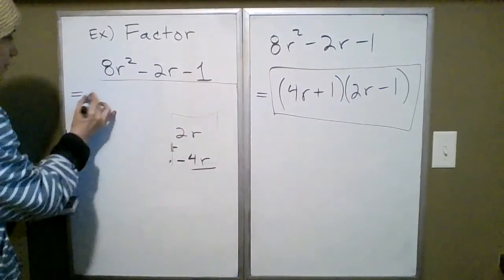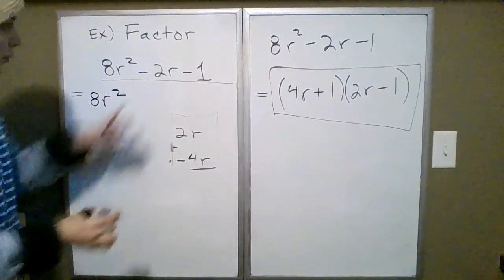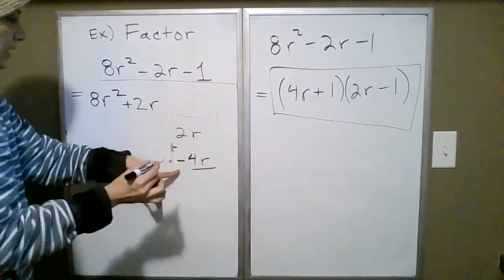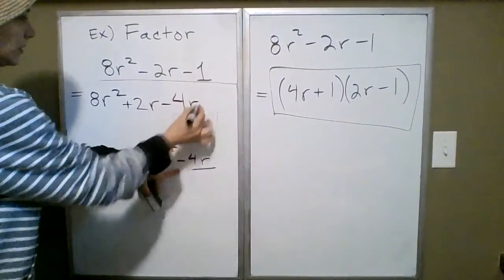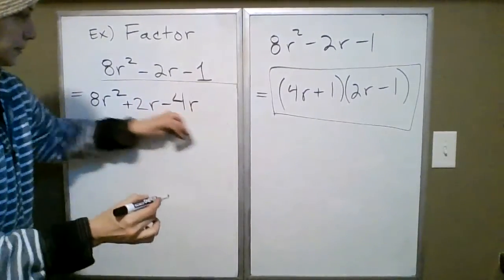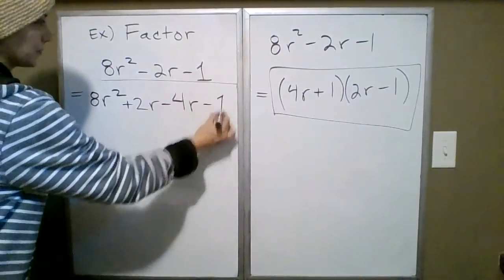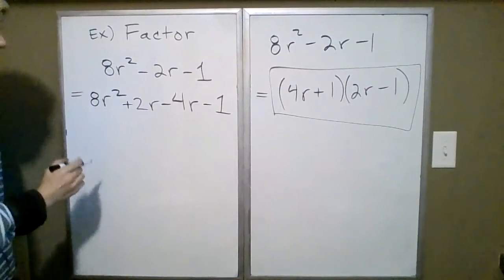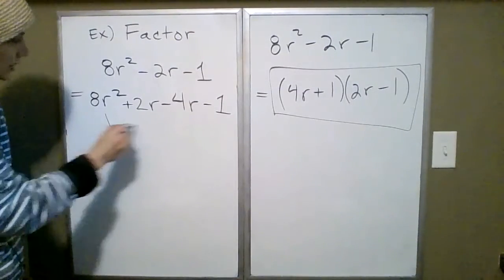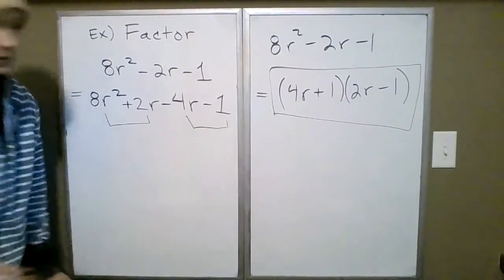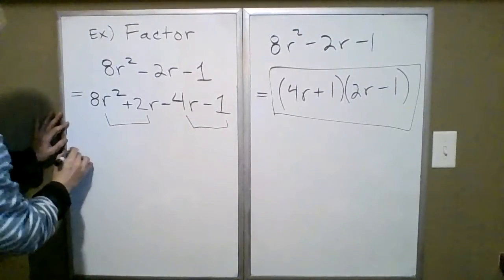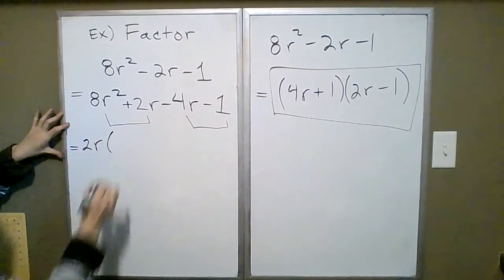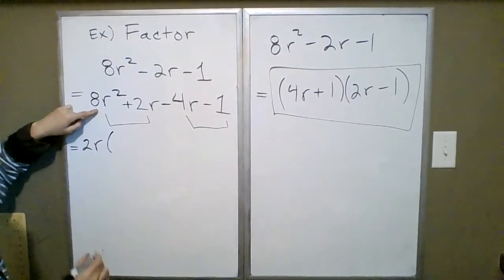Okay, we've got 8r squared. Replace negative 2r with a positive 2r and a negative 4r. And then we factor by grouping. Group these and then pair those. Factor out a 2r, which will leave 4r plus 1.